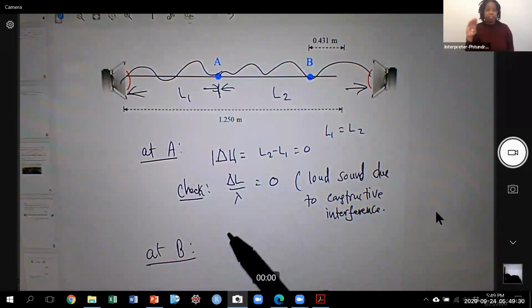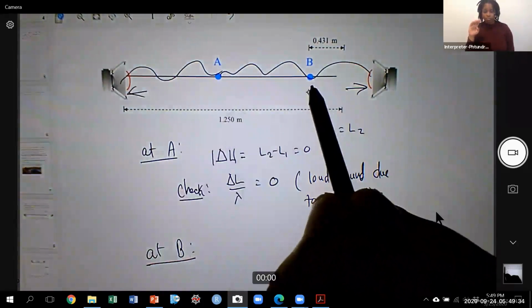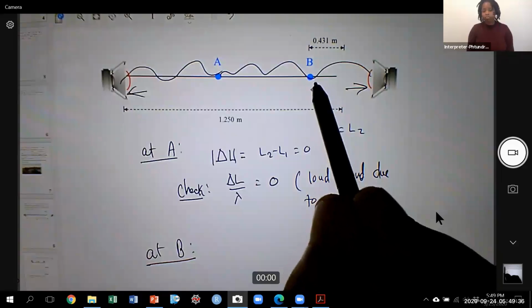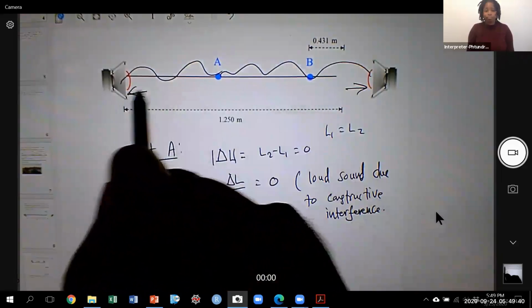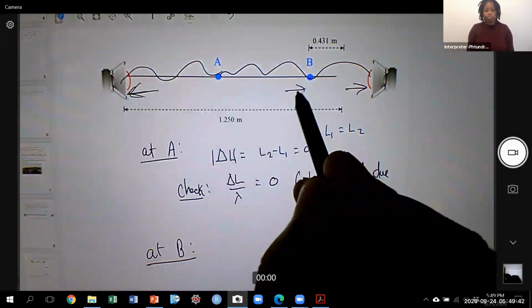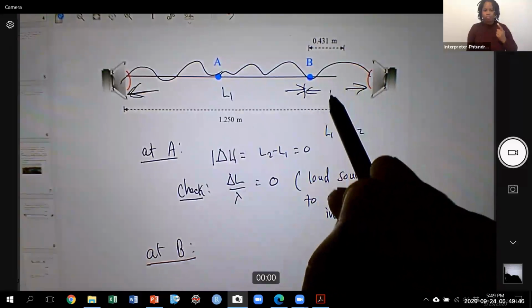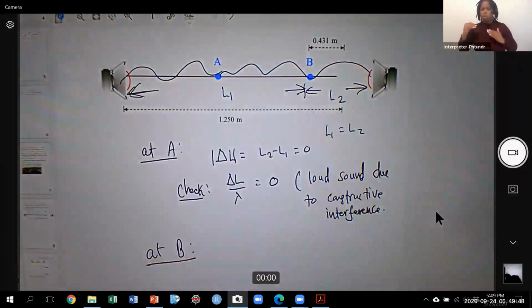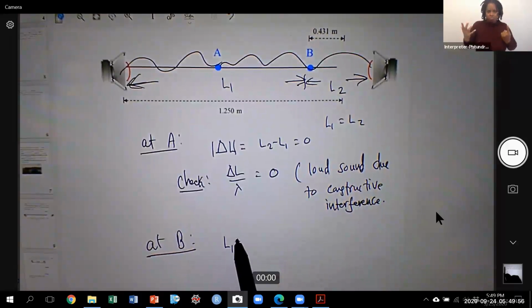So at B, now if you reach here, if you stand at point B, right, then what is your L1? This is your L1 and this is your L2. L1 and L2 are just the distances from the given sources. So what is L1? What would be L1 at B?